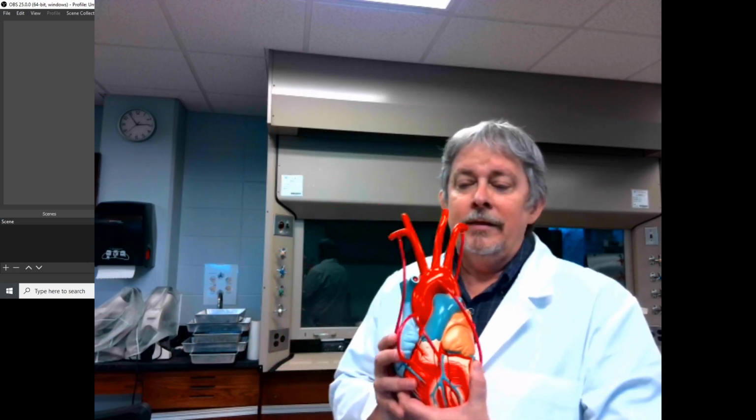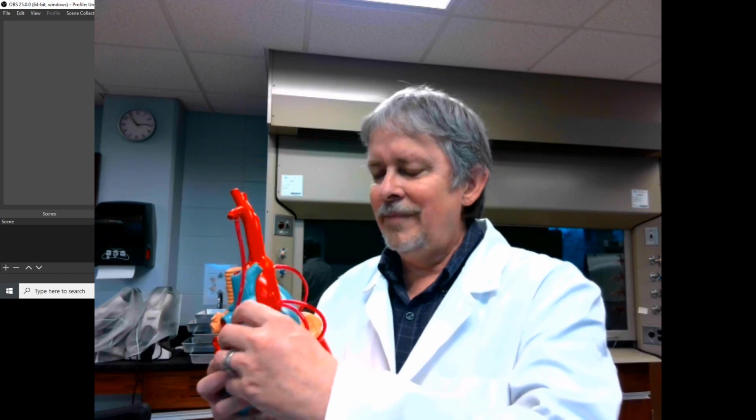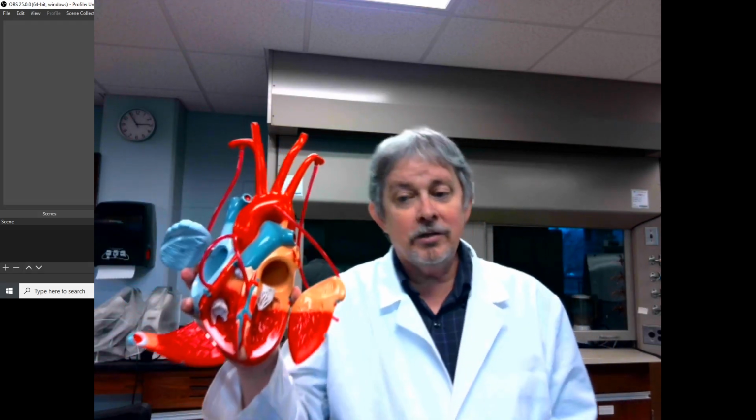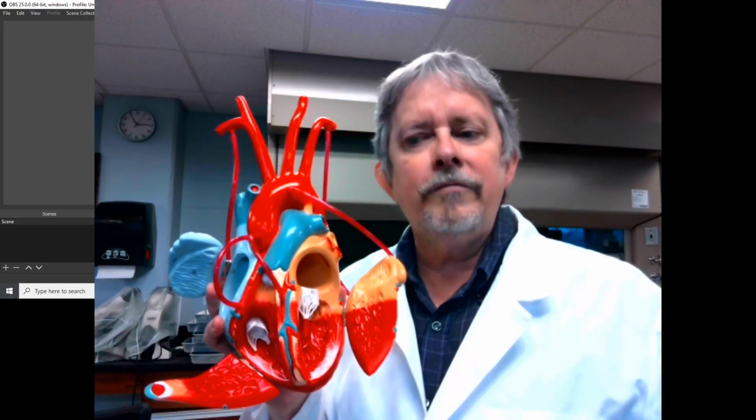So this is a model of the human heart. Now, ignore these red tubes hanging off of it. Those are bypasses. This is actually a model that's good for bypass surgery to show what goes on with those. But we're going to explain to you the chambers of the heart and the different arteries and veins. But then we're going to talk about how the blood flows through the body.